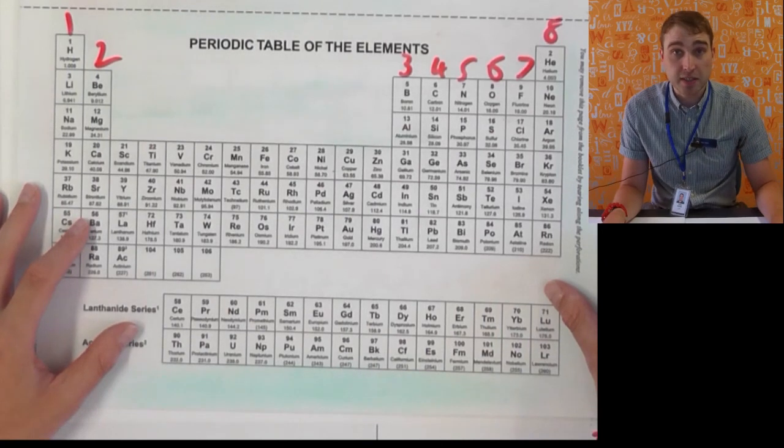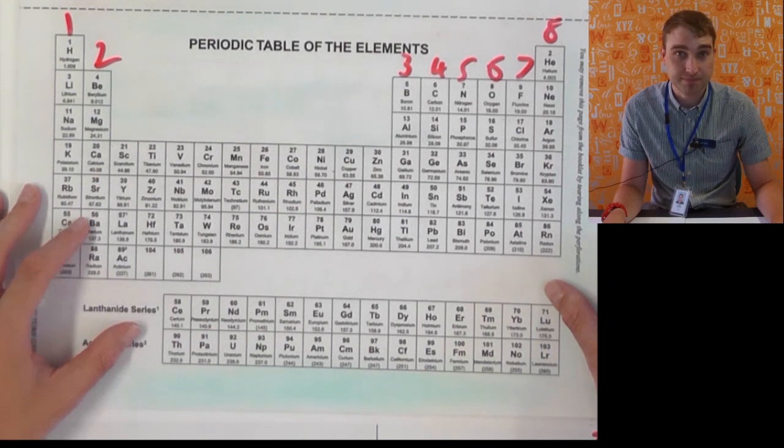That's it for Flipping Science today. So that's how we find the electron configuration of an element up to number 38, year 12 style.